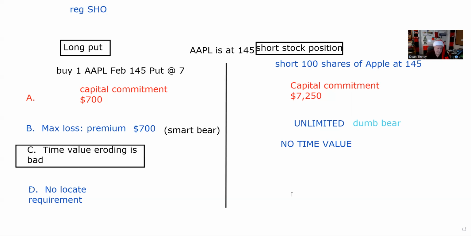I used to make my baby brokers write 1,000 times: options are a wasting asset. Time value erodes. At expiration the contract is only worth its intrinsic value. If the option has intrinsic value at expiration, it will be exercised. If it has no intrinsic value, it will expire worthless. And I'd say write that 999 more times.